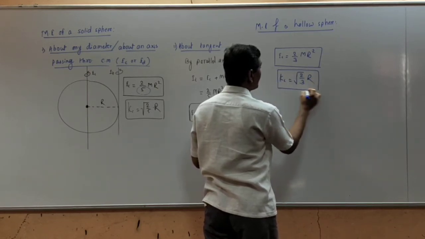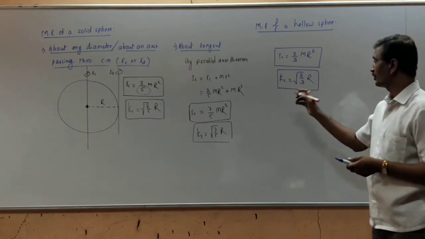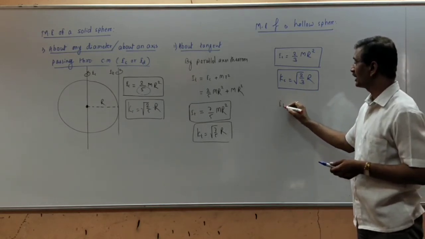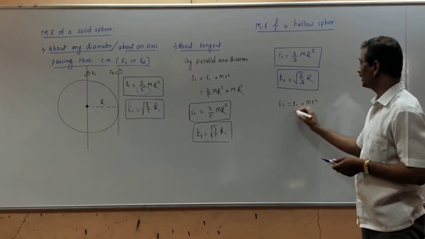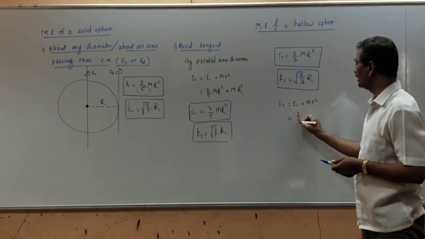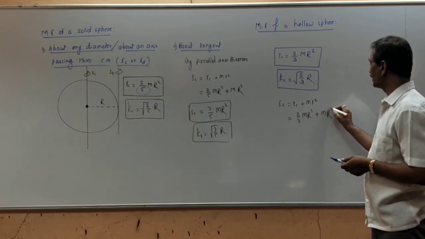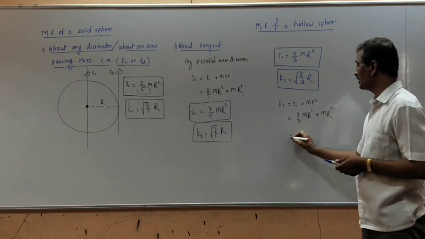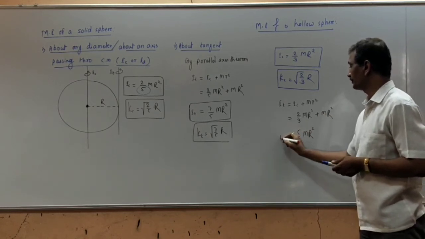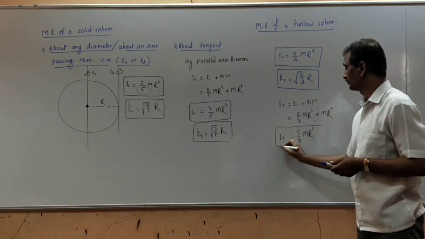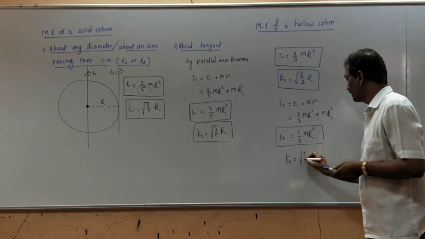Apply the parallel axis theorem to find its moment of inertia about the tangent. So moment of inertia about the tangent IT is IC plus mr square. IC is 2 by 3 mr square. Small r is nothing but capital R. So 2 mr square plus 3 mr square means it is 5 by 3 mr square. And radius of gyration is root 5 by 3 into R.